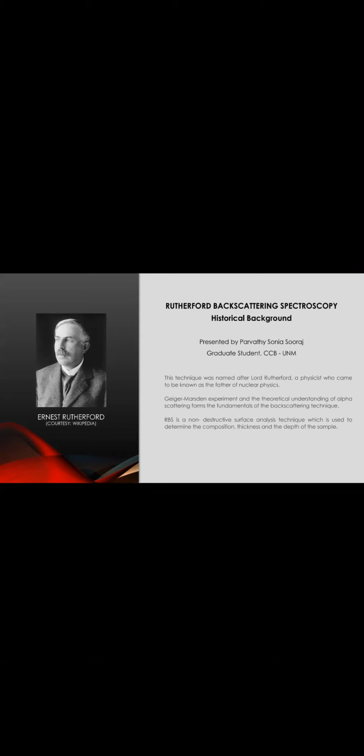RBS is a non-destructive surface analysis technique which is used to determine the composition, thickness, and depth of the sample. A schematic representation of the working of RBS is shown here. Three main components are used for the instrumentation: a helium ion source, a linear or tandem particle accelerator, and a detector which measures the backscattered ions and is positioned at a backscattered angle with respect to the incident beam. Usually, silicon surface barrier detectors are used. Nowadays, tandem particle accelerators are used to achieve higher acceleration with lower voltages.